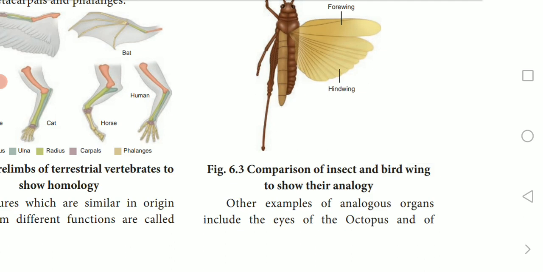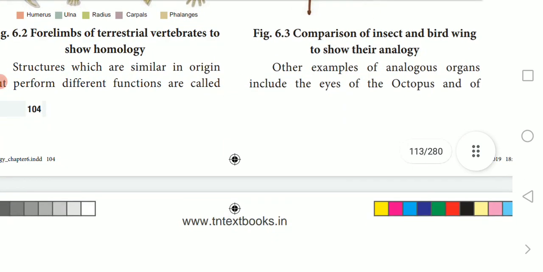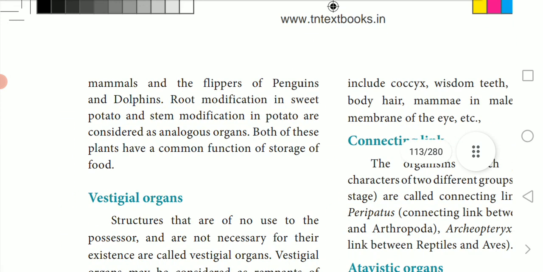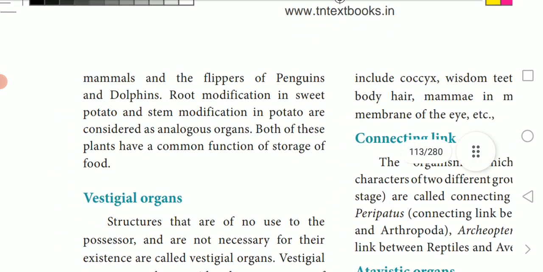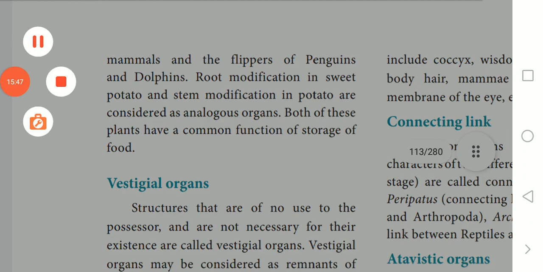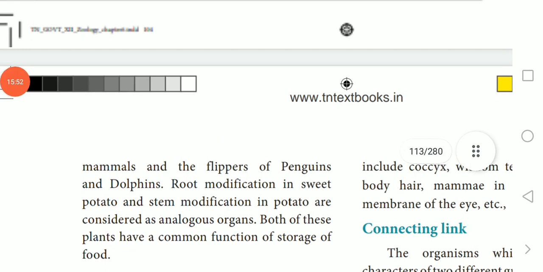Other examples of analogous organs include the eyes of the octopus and of mammals, and the flippers of penguins and dolphins. The root modifications in sweet potato and stem modifications in potato are considered analogous organs. Both of these plants have the common function of storage of food.